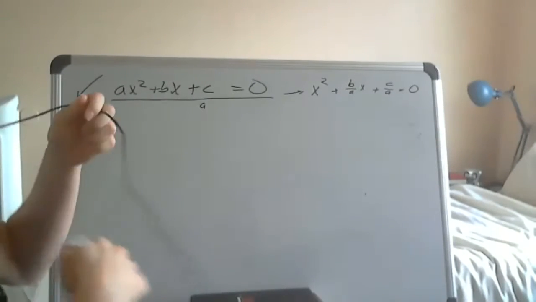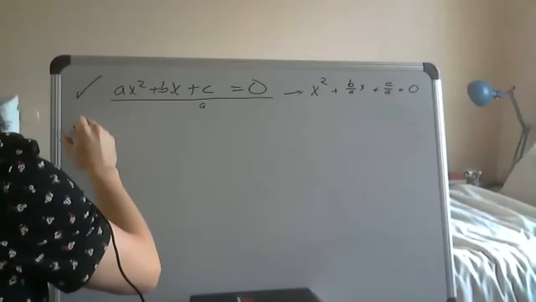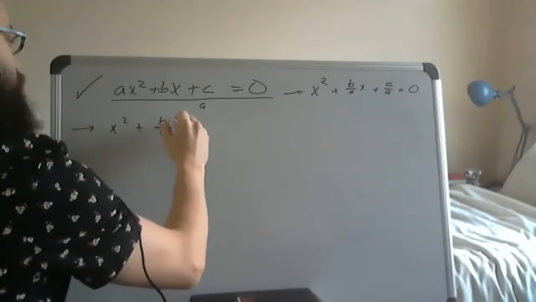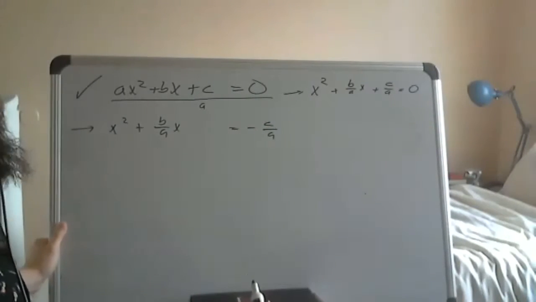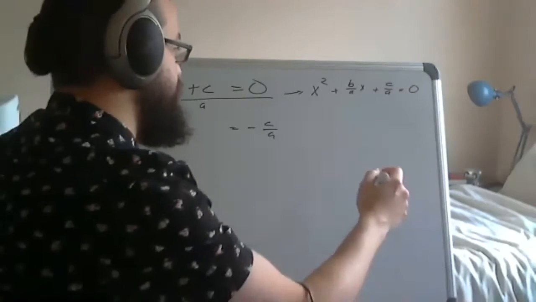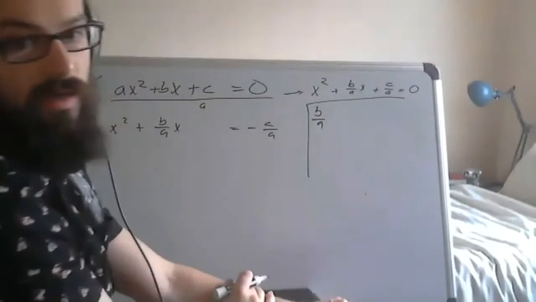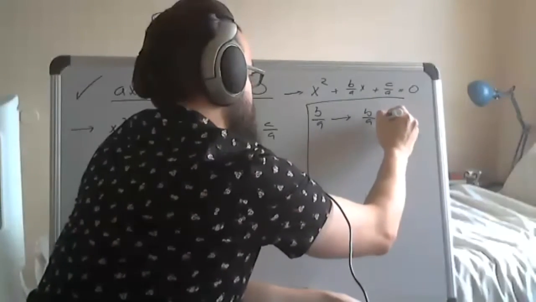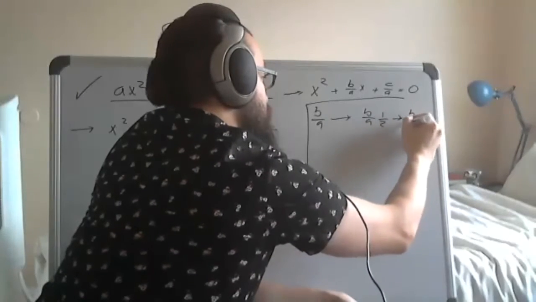Now, I'm going to throw the C over A over here. I'm going to subtract it from both sides. And I'm going to continue to do the process of completing the square. How did we do that, you might ask? Well, we looked at this term right here, remember? We cut it in half. So otherwise known as B over A times 1/2, which gave us B over 2A.